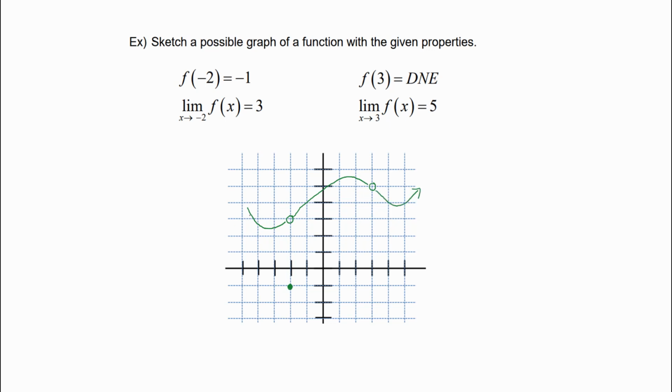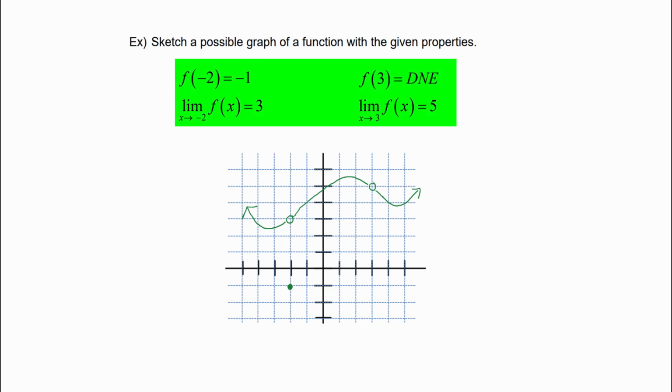like this. Now the limit as x approaches negative 2 of f of x is 3, and the limit of f of x as x approaches 3 is 5. So this graph satisfies all 4. It doesn't have to look like mine.